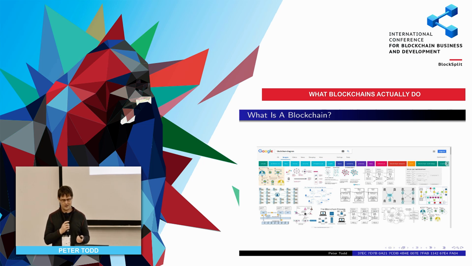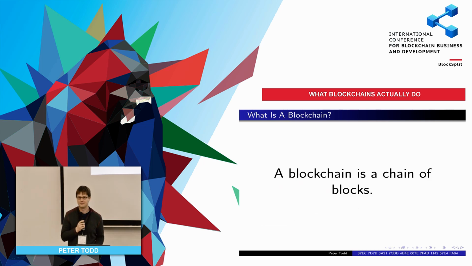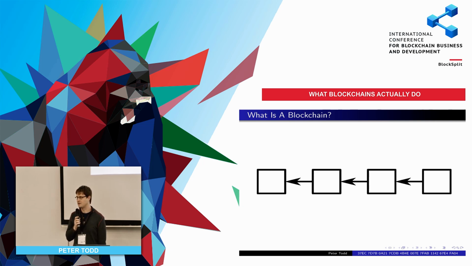In fact, you can draw it much simpler. A blockchain is a chain of blocks. That's really exactly what it is. Or if you want a nice pretty diagram of it, that's your diagram. It's a chain of blocks.